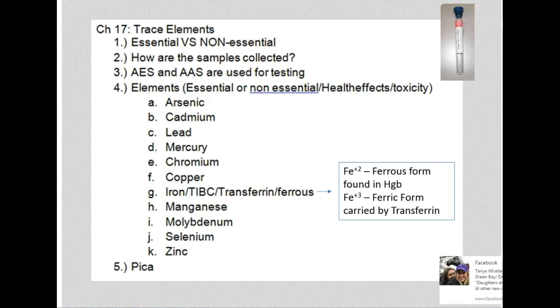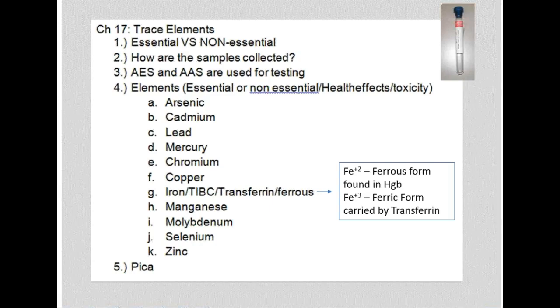And then we talked quite a bit about iron binding capacity, transferrin, and ferrous iron. So I have a little box here. Know that the Fe+2 is the ferrous, which has the 'two' in 'ferrous', so it makes it kind of easy to memorize, ferrous and plus 2, is found in hemoglobin. The ferric is the +3. That one's carried by transferrin. So know the difference between those.